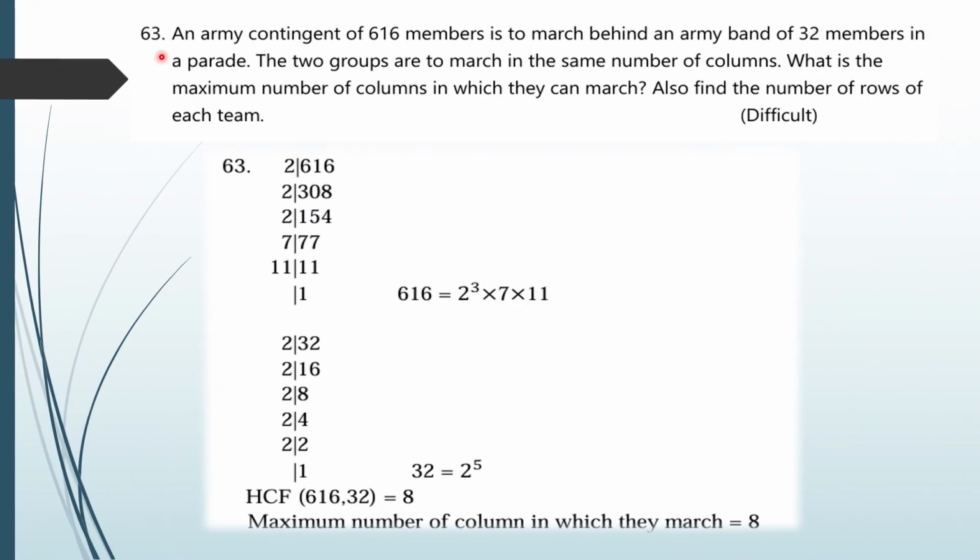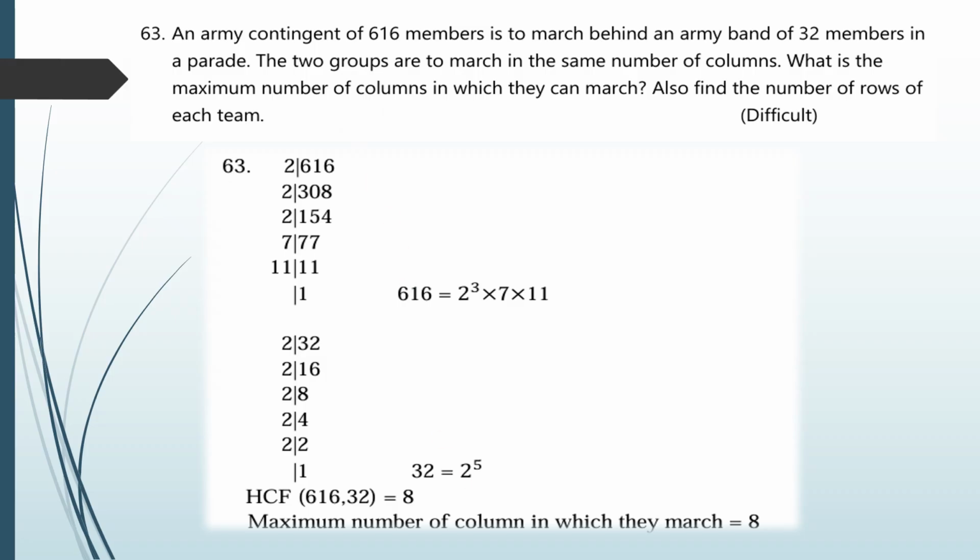Question number 63. An army contingent of 660 members is to march behind an army band of 32 members in the parade. The two groups are to march in the same number of columns. What is the maximum number of columns in which they can march? Also find the number of rows in each. So here 660 members are there in the march and 32 members are in the band. We have to make groups in columns. Also we have to find the number of rows in each.